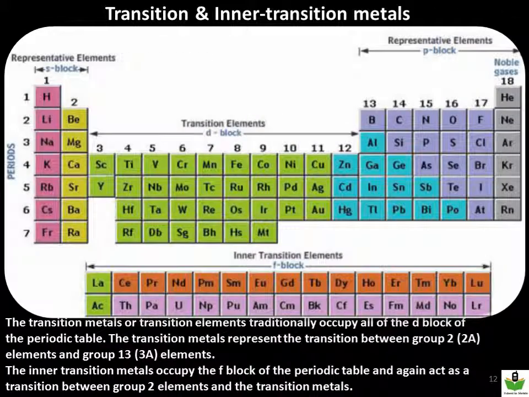Now we will discuss transition and inner transition metals. The transition metals or transition elements traditionally occupy all of the D block of the periodic table. The transition metals represent the transition between group 2 elements and group 13 elements. The inner transition metals occupy the F block of the periodic table, and again act as a transition between group 2 elements and the transition metals.